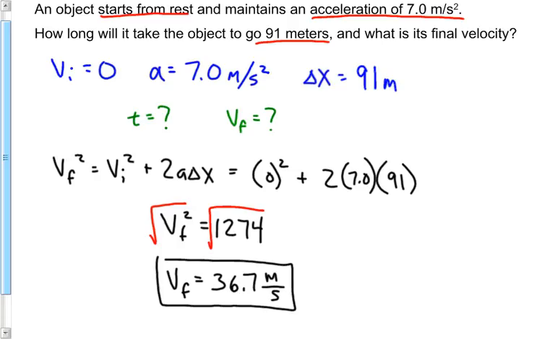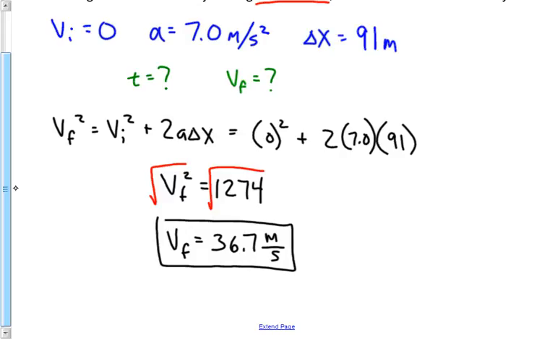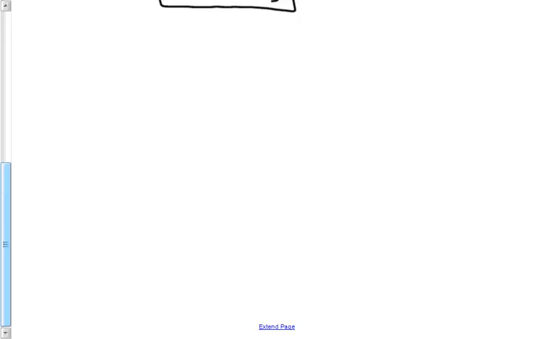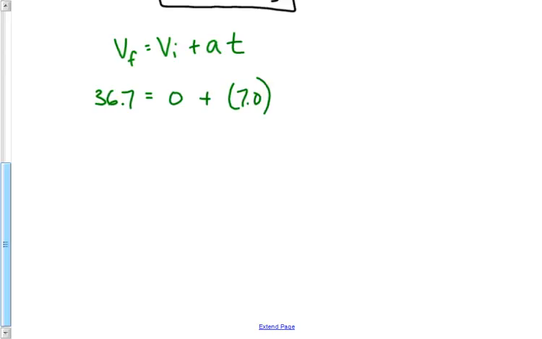Now, if you wanted to continue along and find the time, like I said, many ways to do that. I'm just going to show you one of them. You could do that with the following equation. We just figured out that our final velocity was 36.7. May as well use it. Our initial velocity was 0. I wouldn't have to write that. Acceleration of 7.0. And our time is what we're looking for. So if you solve for time, divide both sides rather by 7.0, that should be equal to time. And when you do that, you'll find that time is equal to 5.1 seconds.